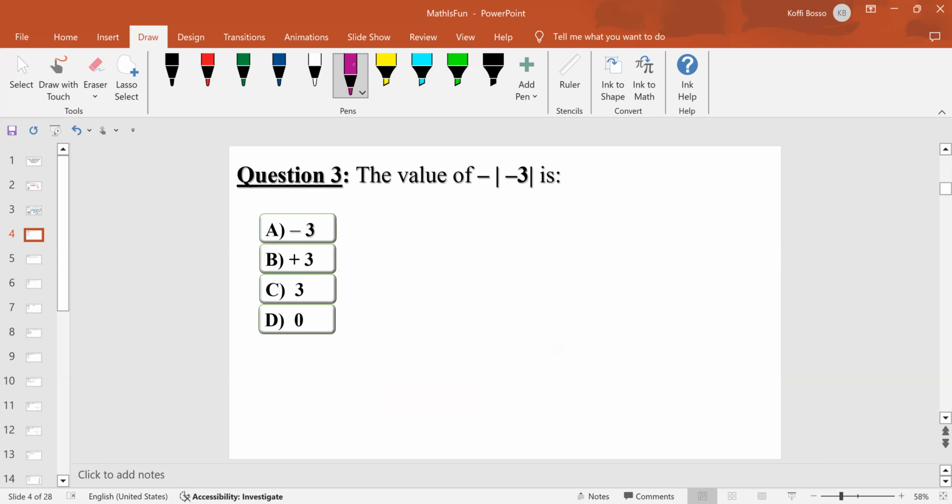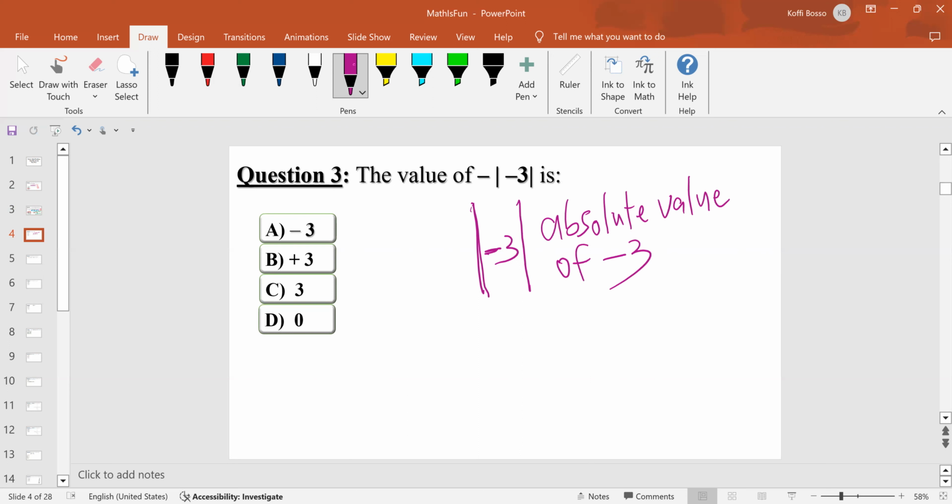Question number 3. Yeah, the question looks easy, but again, it's tricky. Here, every time you see this double bar, okay, double bars, we call what? Absolute value. Absolute value. So they put -3 between these double bars. So we read this as what? An absolute value of -3.